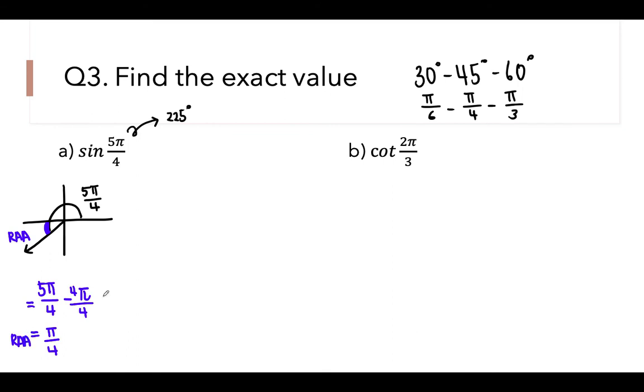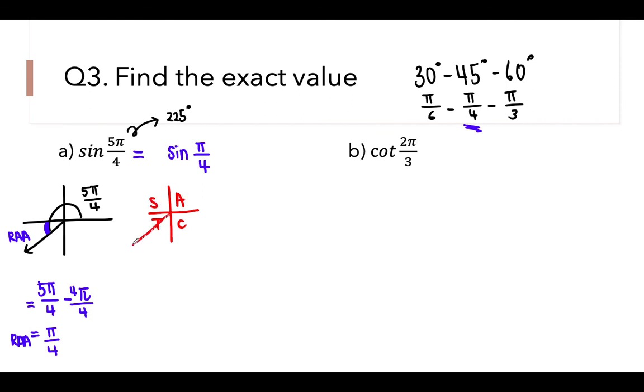Okay, so as you can see, it's one of the special triangles. So in other words, the equivalent expression is going to be sine pi over 4. Not done yet. The second step is you have to consider a CAST rule.